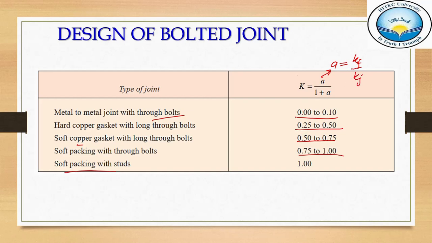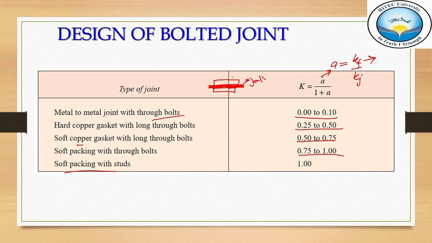So you have to remember that this A is nothing but KF over KJ. Clear? So KF is the stiffness constant of the fastener or the bolt, and KJ is the stiffness of your joint. Joint means if you have a cylinder head here, cylinder block here and the head here, in between you provide a gasket. This gasket, this with the solid red rectangle, this gasket is called the joint.